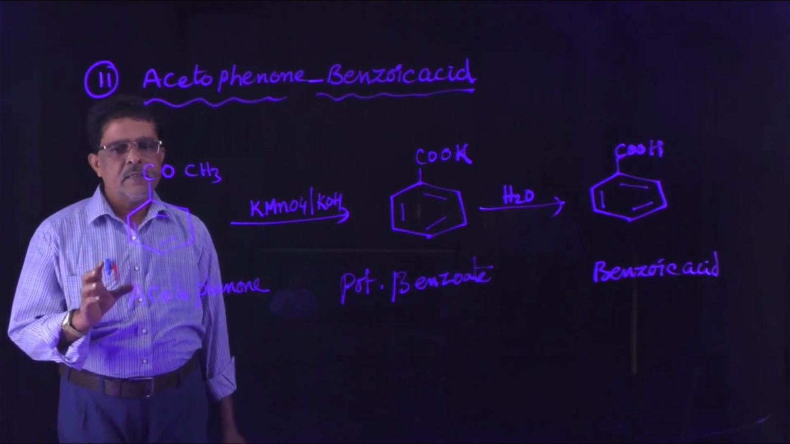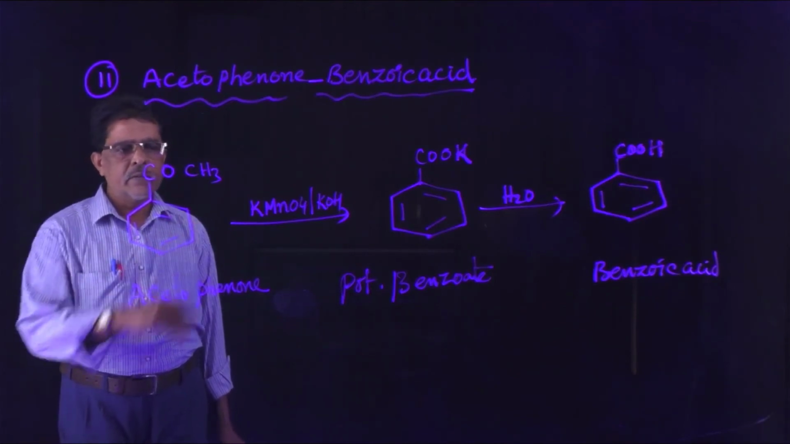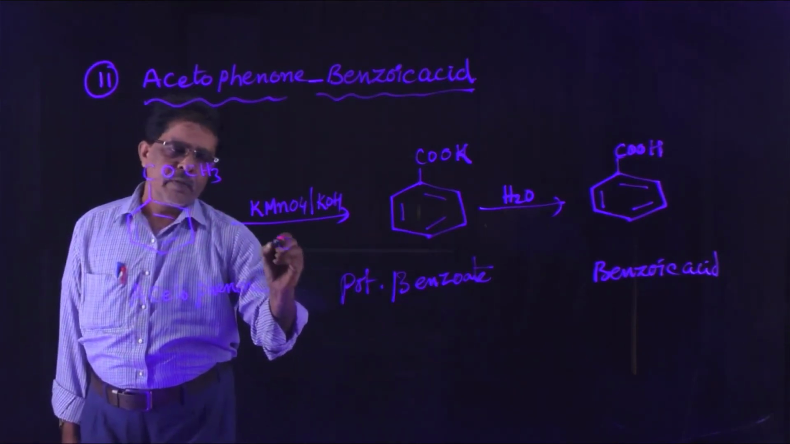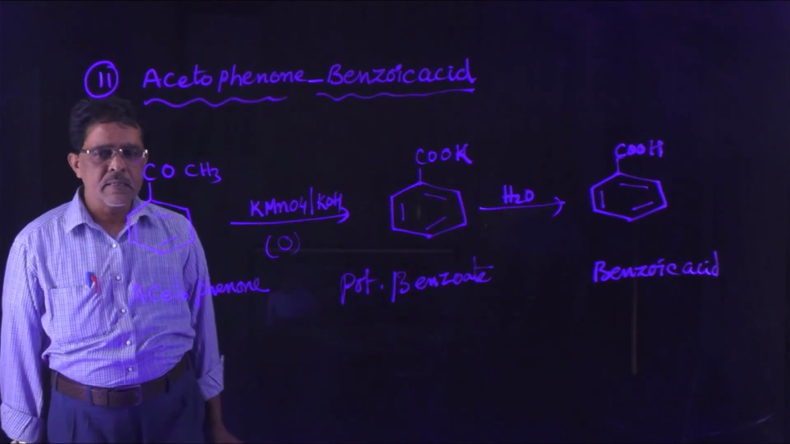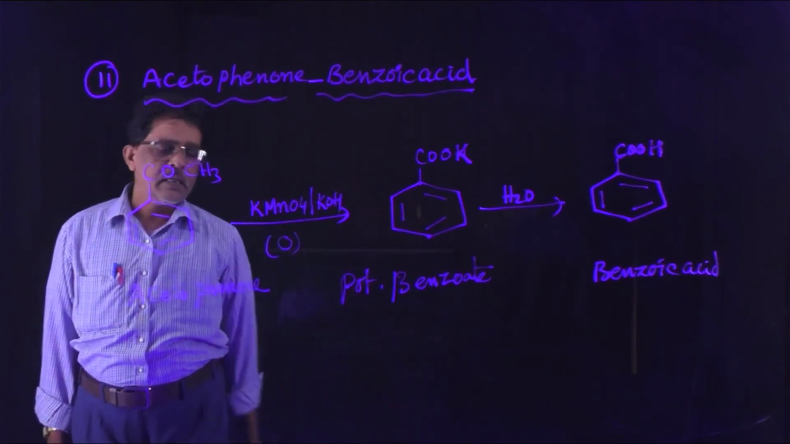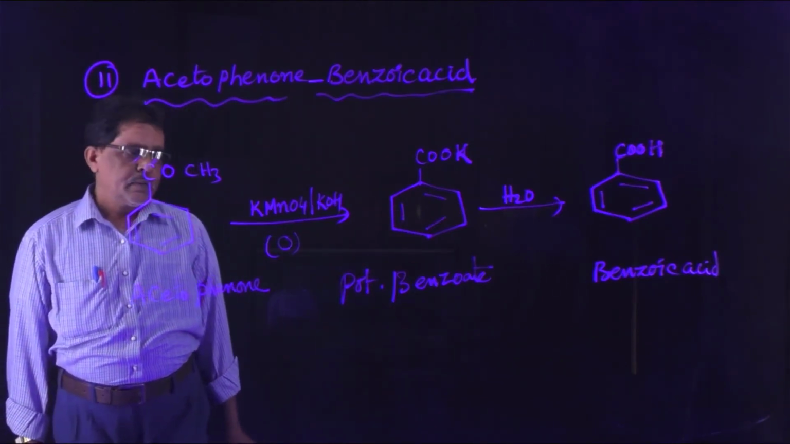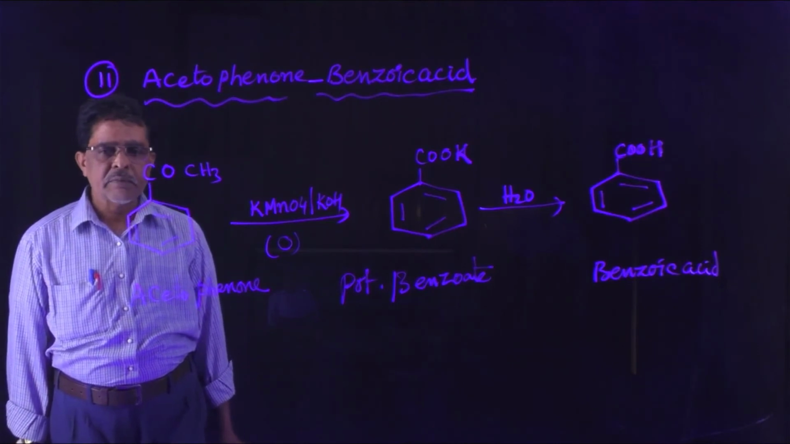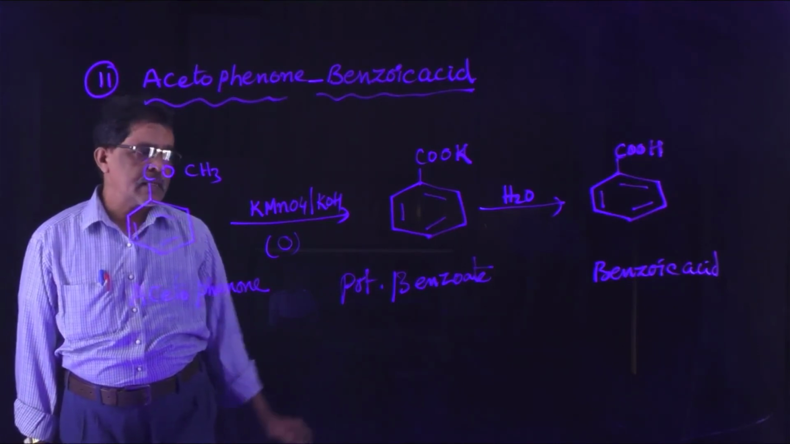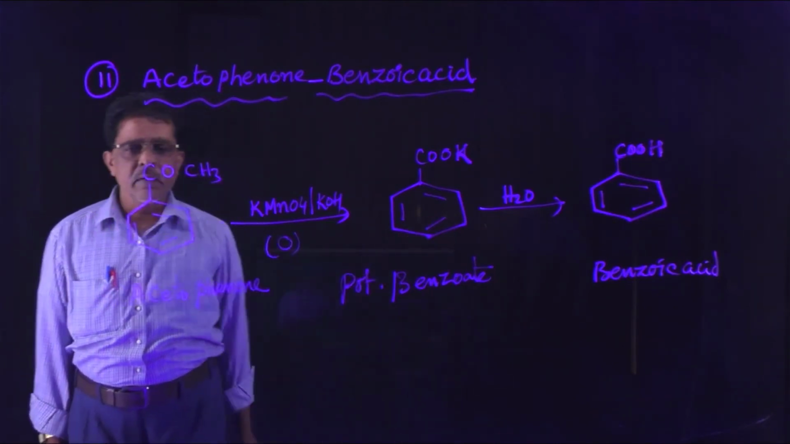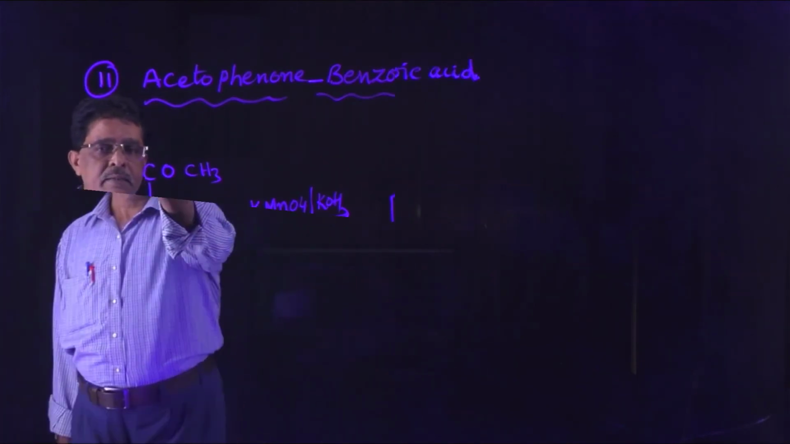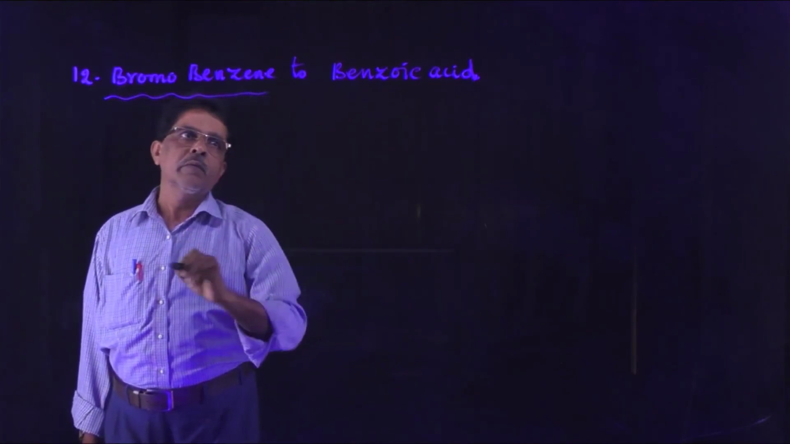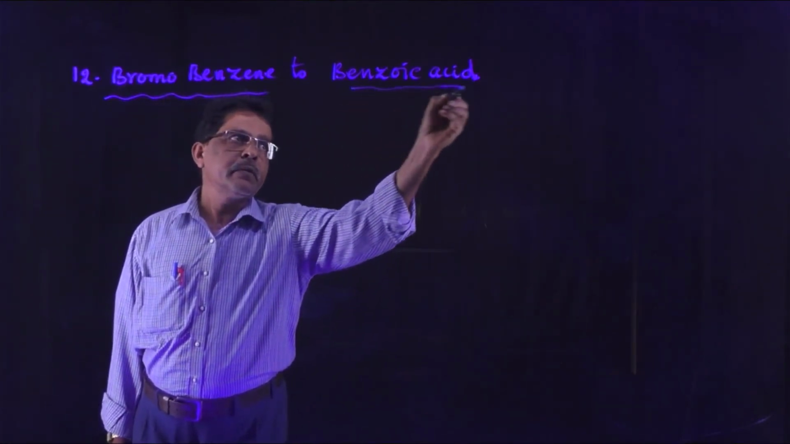First of all, this acetophenone is subjected to oxidation with a strong oxidizing agent. Then this side chain will be oxidized into a carboxylic acid group, the potassium salt of the carboxylic acid. Then it is subjected to hydrolysis. Then we will get benzoic acid. Right, understand? Next conversion is bromobenzene into benzoic acid.